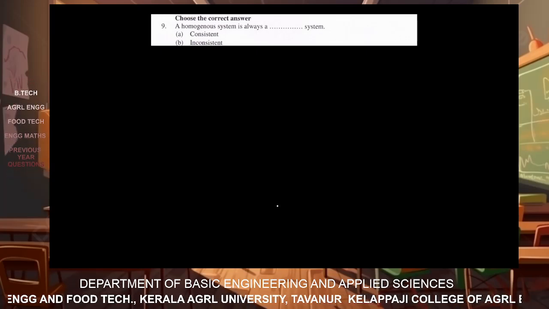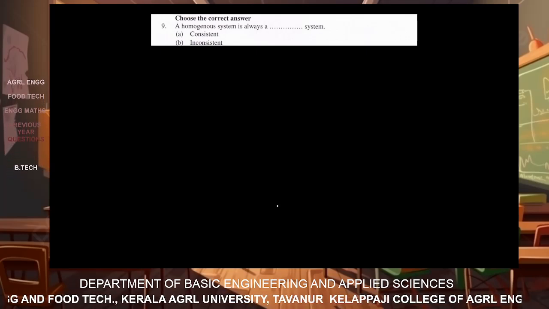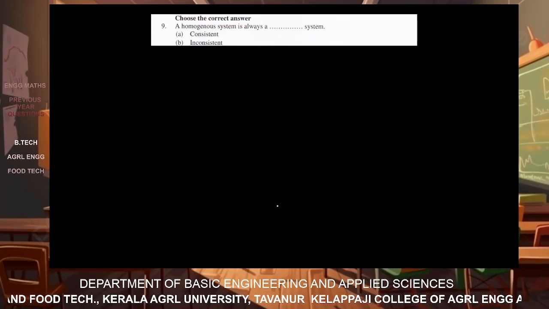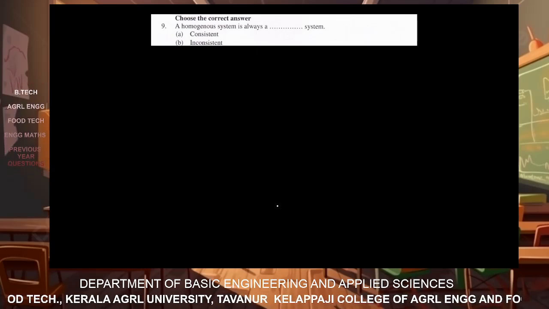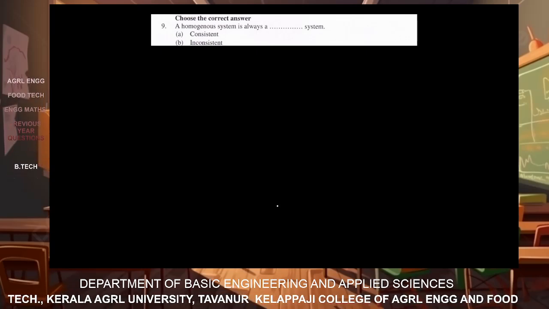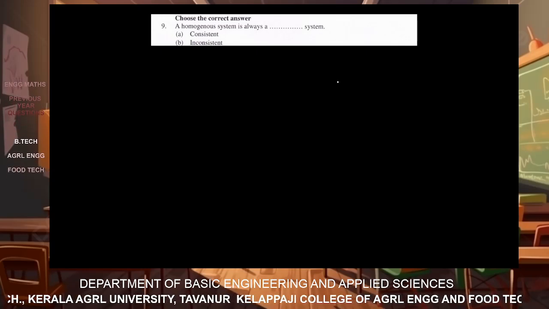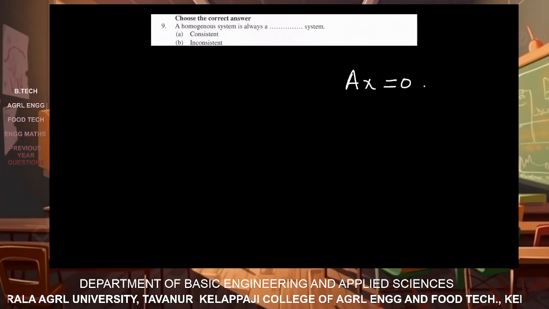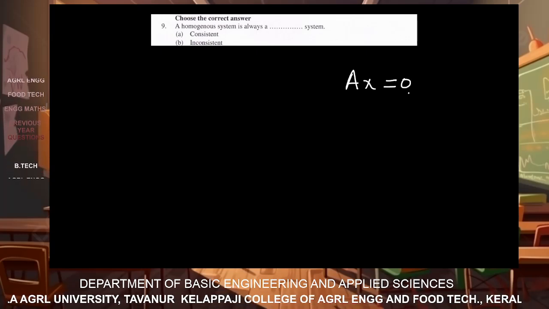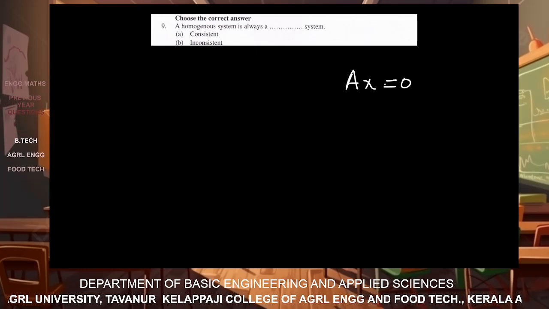A homogeneous system of equations is always consistent or inconsistent? Consistent means there exists a solution, at least one solution. Inconsistent means there is no solution. And what is a homogeneous system? Ax equal to 0, the right hand side is 0. In such a case, we call it a homogeneous equation.